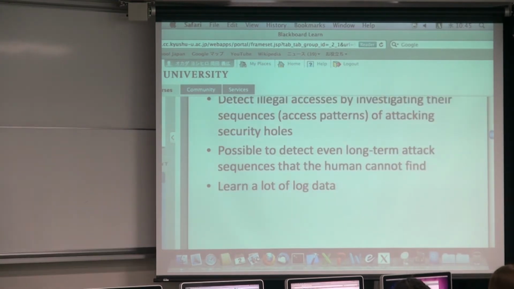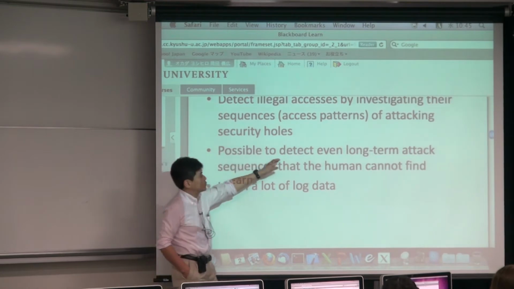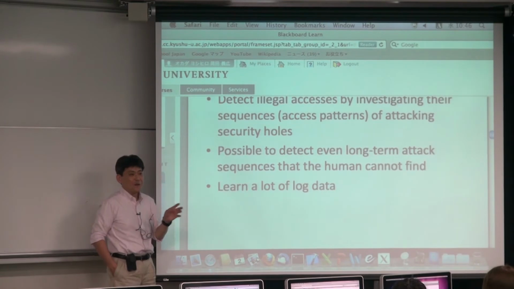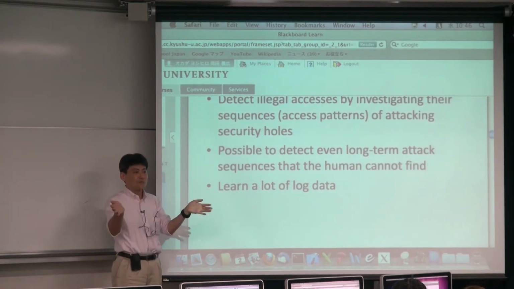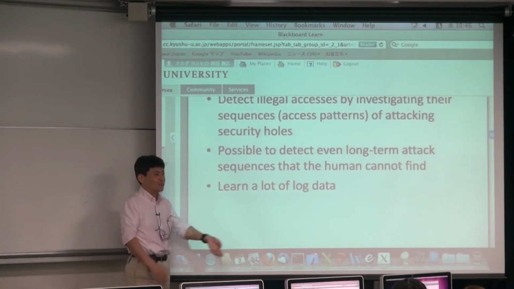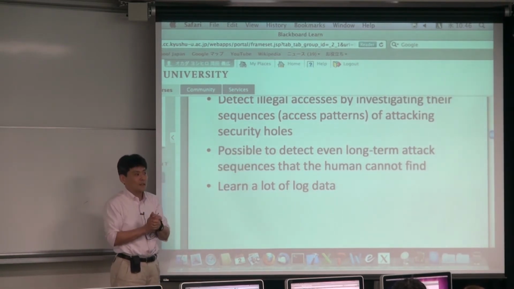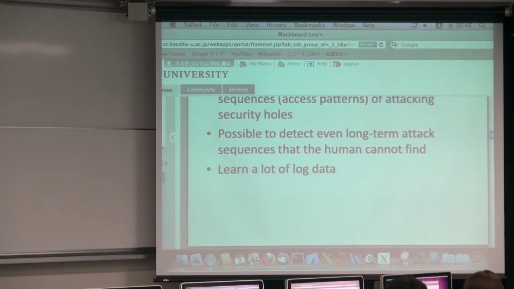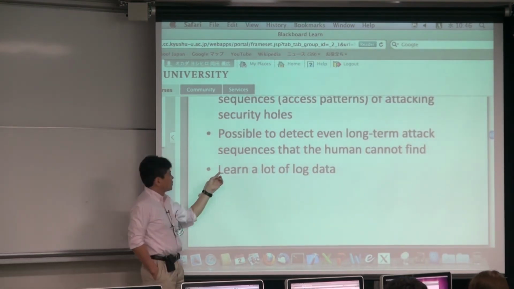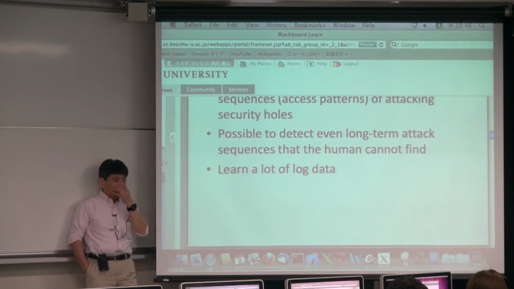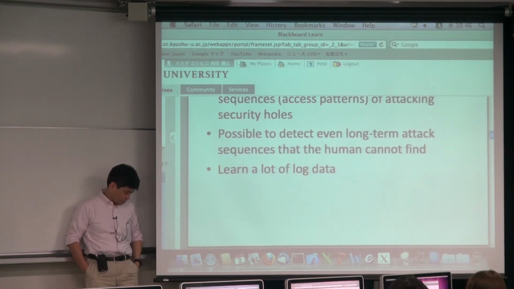Okay. So it is also possible to detect even long-term attacks. By human, it's difficult to analyze a long-term access pattern. However, this is a program, so it is easy to analyze such long-term illegal access. So this is to learn a lot of log data. Sometimes this system employs artificial intelligence mechanisms or machine learning technologies.